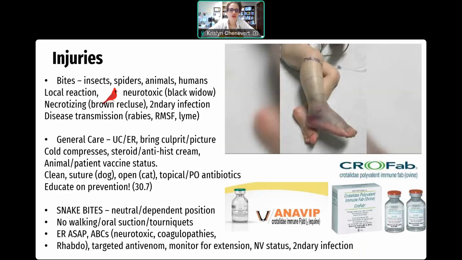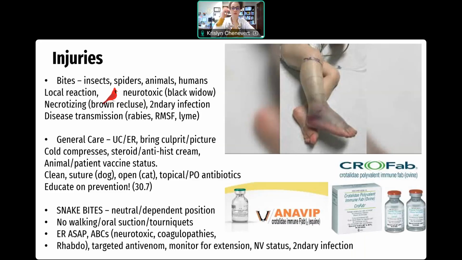The provider is going to make sure to clean the wound, typically with normal saline or iodine, just because it's very gentle, and the iodine helps clean the wound and it doesn't destroy any of the tissues. Dog bites can be sutured shut typically. They'll typically leave cat bites open because they're at a much higher risk for infection because of the bacteria in a cat's mouth.